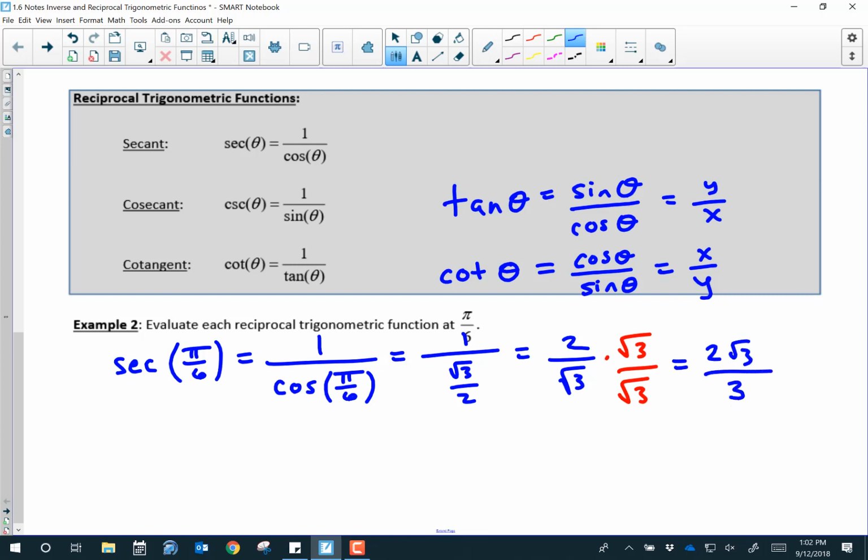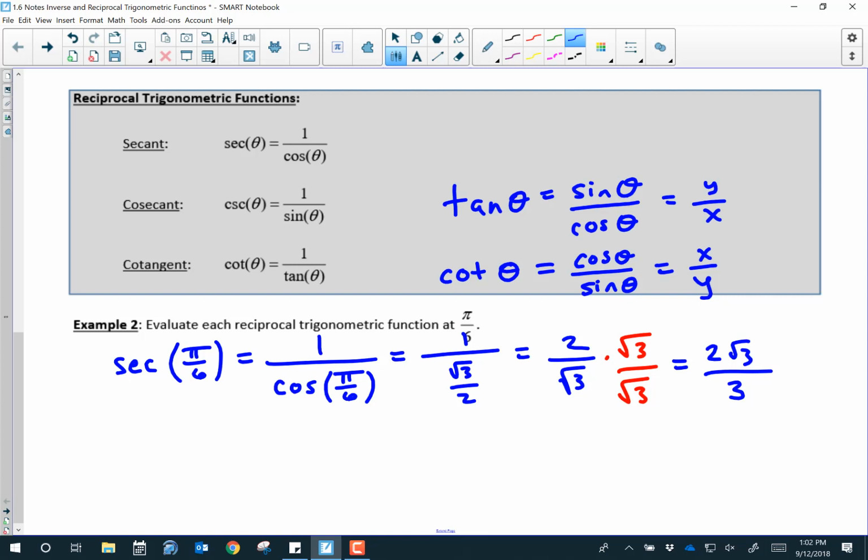You may sometimes see it unrationalized. Will I count off if it's unrationalized? No, unless I tell you specifically to rationalize. But you need to be at least familiar with both forms, okay? All right? Okay, so is that okay? So the secant of pi over 6 is 2 root 3 over 3.